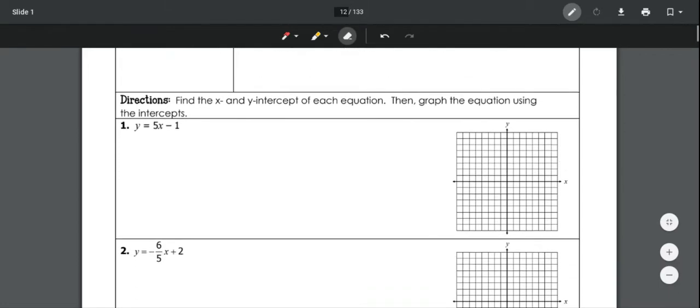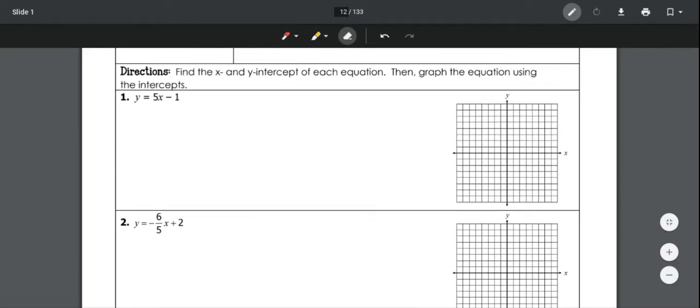So let's look at the first one. It says find the x and y intercept of each equation and graph it. So we're going to set up two cases: the x-intercept on one side, then the y-intercept on the other side.